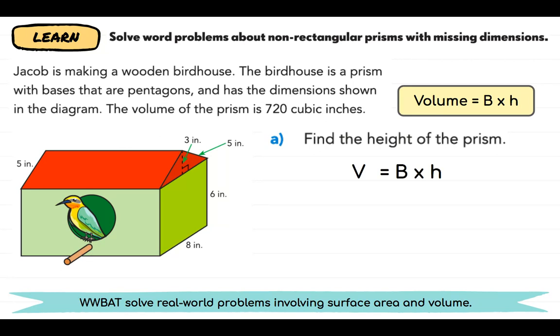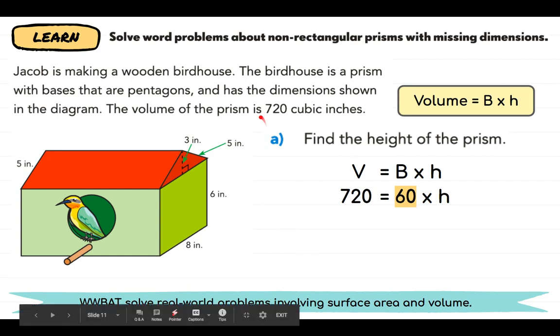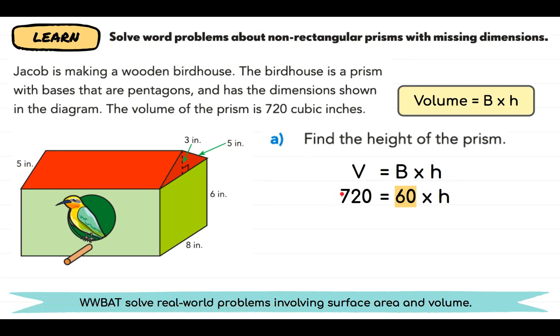So the volume of this birdhouse is the area of the base times height. I know that the area of the base is 60, and I know that the volume is 720 cubic inches. I can now replace the V for volume with 720 on the left side, and I can replace the B with 60. That's what we just found out together, right? Now I can use the inverse operation to get rid of 60, because eventually I only want to have one variable here, which is the height. The height is what I'm looking for.